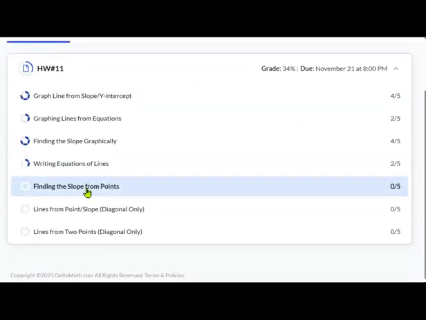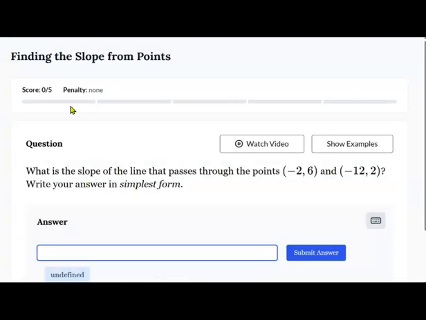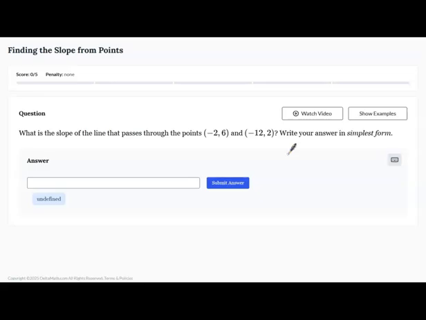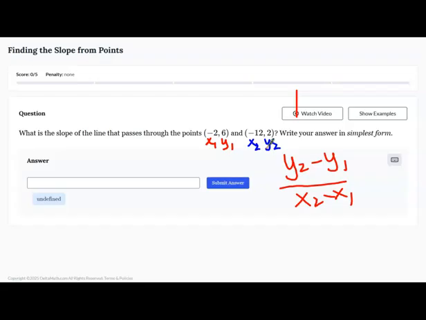Let's check out the next section, finding slope from 2 points. Whenever you find slope from 2 points, your brain should automatically see this formula here. If you're given 2 points, you have an x1 and a y1, and then the other point is x2 and y2. Simply draw your giant subtraction fraction and put the numbers in the right places. y2 is first, y1 is second. In the denominator, x2 is first, and x1 is second.